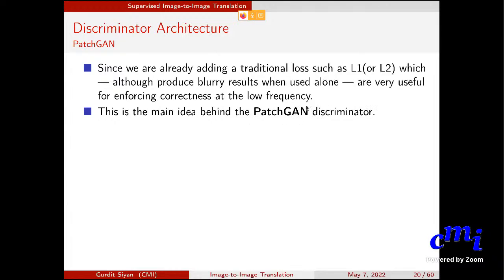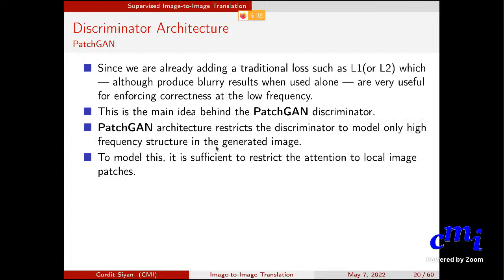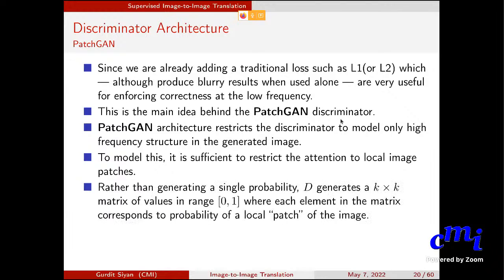So what PatchGAN does is model only the high frequency structure in the generated image. To model this, they restrict their attention in the PatchGAN to an image patch. Rather than predicting 0 or 1 for the whole image, they predict a k by k matrix which corresponds to a patch of the image.